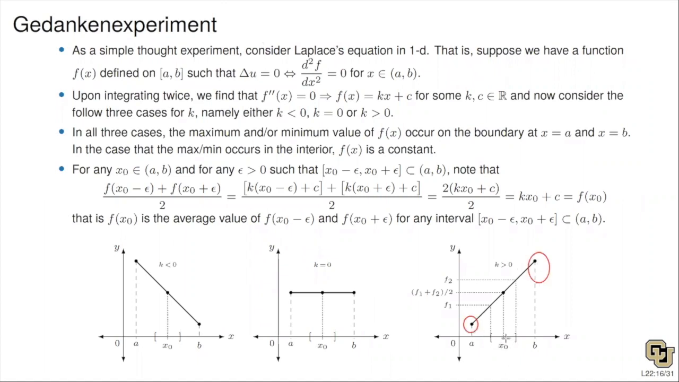And here you can show any point is the average value of the values on the boundary of any circle that it's the center of. Here, a circle just looks like this interval. If you take a circle and make it one-dimensional, you just get this part here. It's just this part.